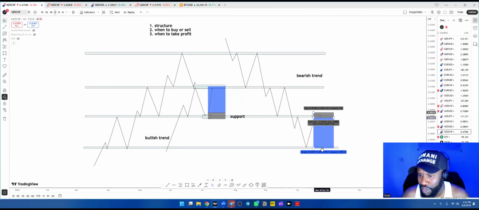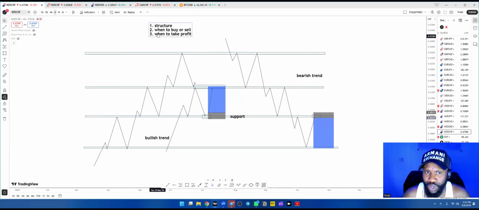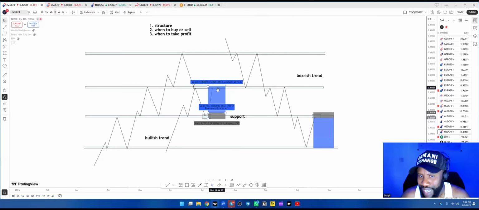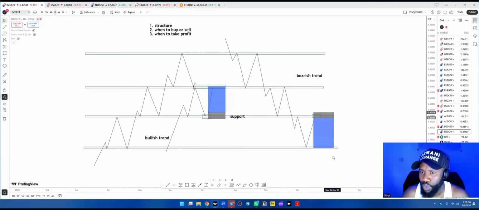But your main target and your focus should be what? Your take profit level and your entry level. So first, we'll talk about the structure, which is one. Two, we talk about when to buy and when to sell, which is you buy from resistance level or support level. Then take profit should be your what? Recent high or recent low.